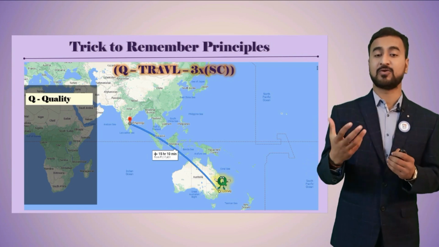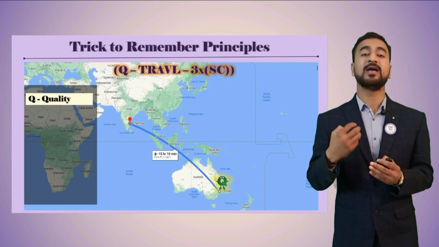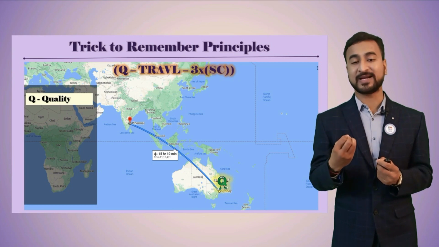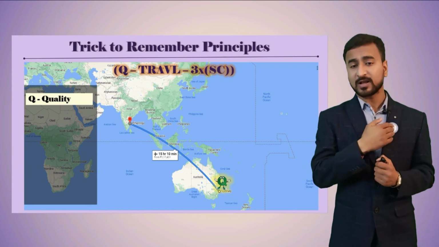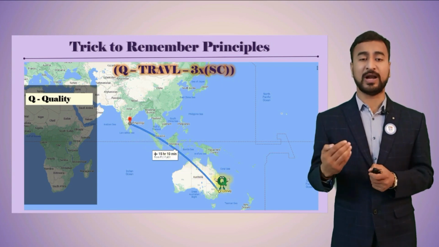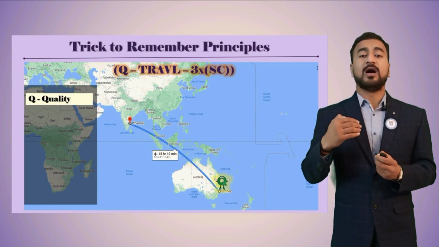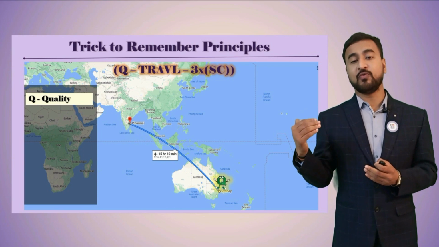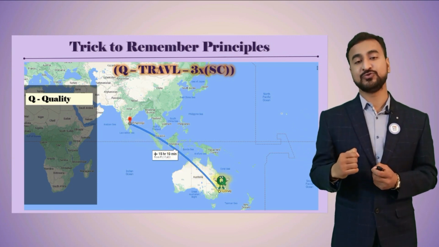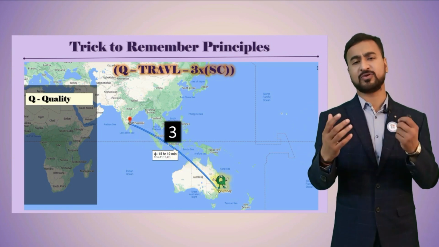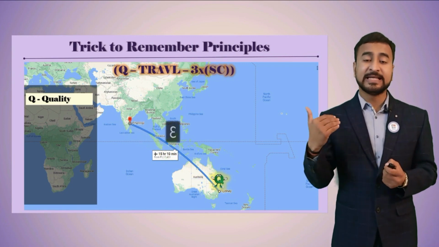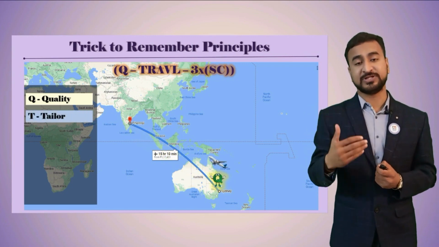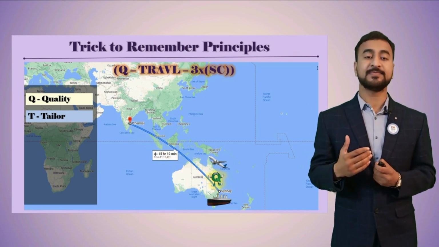So first, let's consider the case of Mr. Q. That is the quality. Quality is about the expectation or the requirement, fit for purpose to the customer. So that is the quality. Now Mr. Q wants to travel from Sydney to Chennai to sign some agreement or to have a deal. So he has to travel 3 times from Sydney to Chennai. So that is how you can recall this.